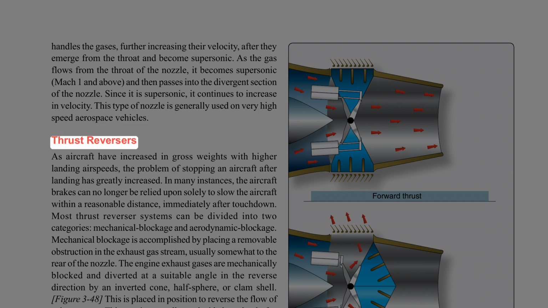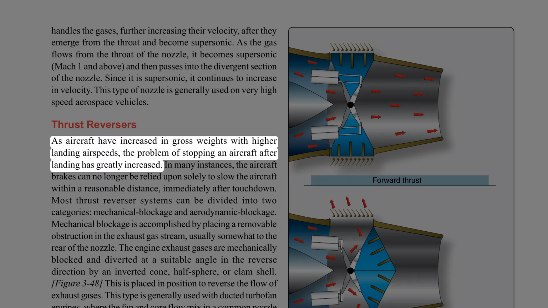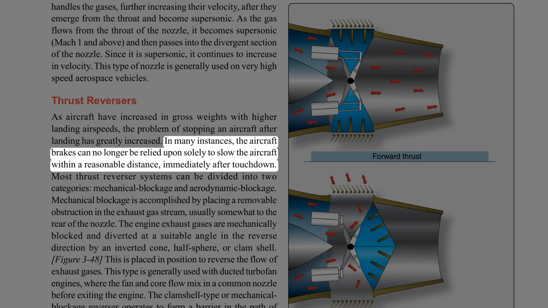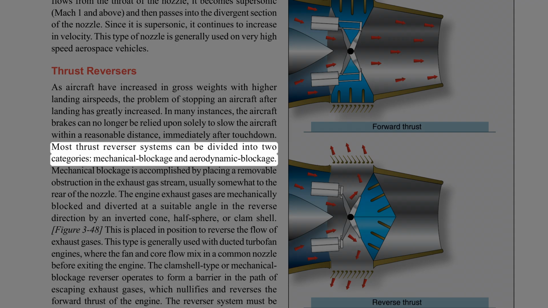Thrust reversers. As aircraft have increased in gross weights with higher landing airspeeds, the problem of stopping an aircraft after landing has greatly increased. In many instances, the aircraft brakes can no longer be relied upon solely to slow the aircraft within a reasonable distance immediately after touchdown. Most thrust reverser systems can be divided into two categories: mechanical blockage and aerodynamic blockage.